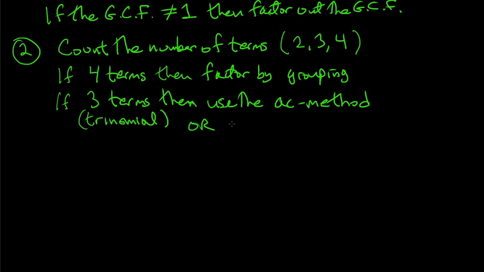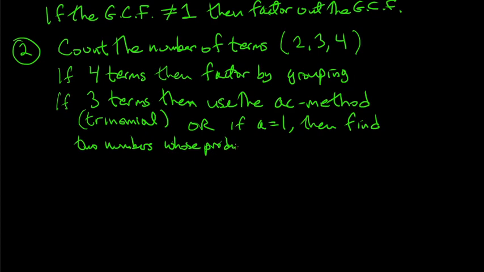So one shortcut is if A is 1, right, then you just look for the 2 numbers that multiply to C and add to B, right? Then find 2 numbers whose product is C and whose sum is B. So you do the usual thing.